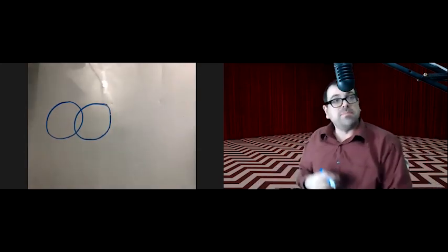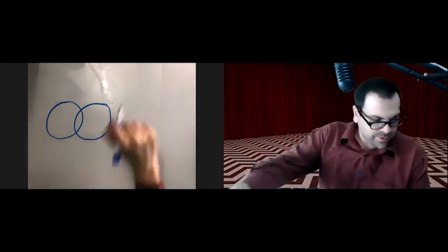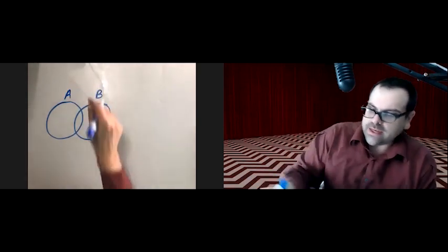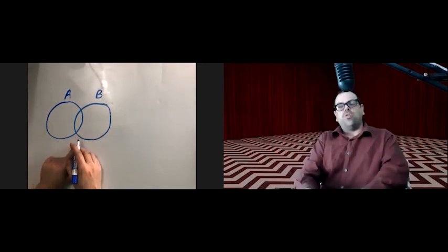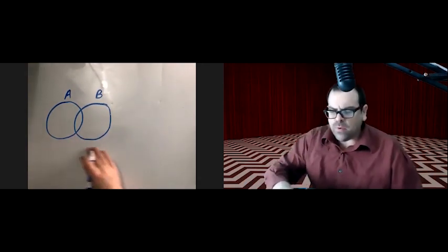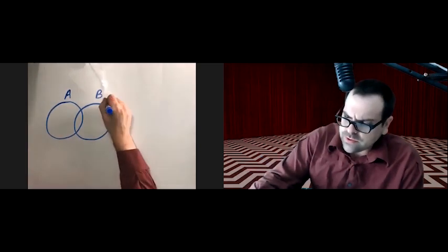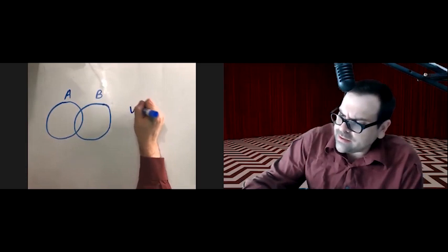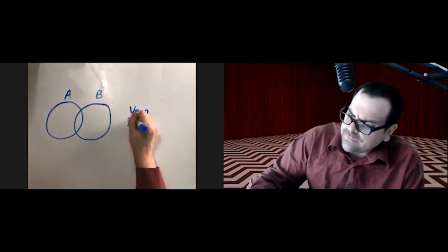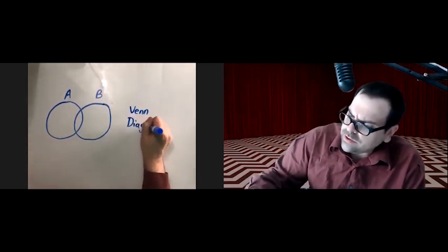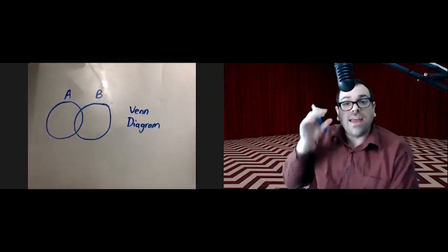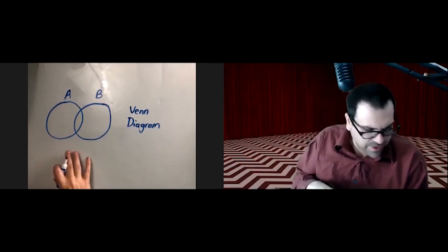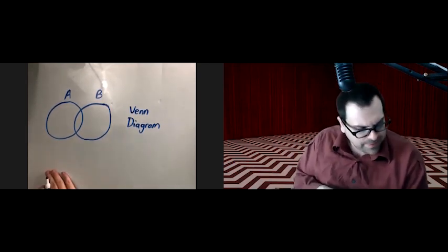Okay, so I'm not drawing the MasterCard logo. I am drawing two sets, a set A and a set B. And notice they have an overlap here. By the way, whenever we draw circles, and look how they overlap to represent sets, this is called a Venn diagram. So we have this Venn diagram here of sets A and B.